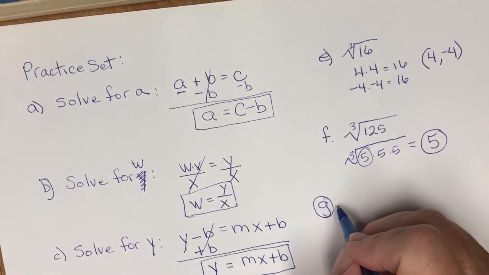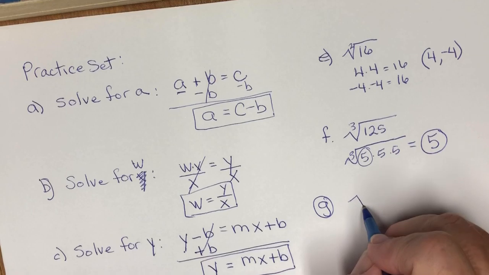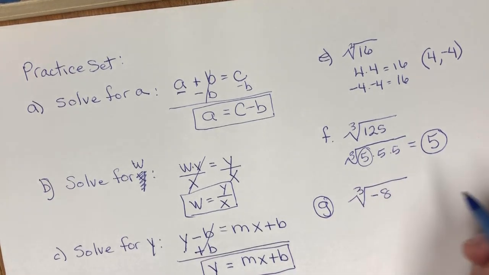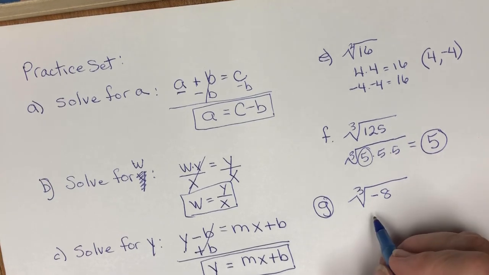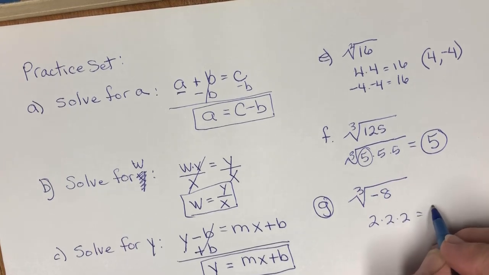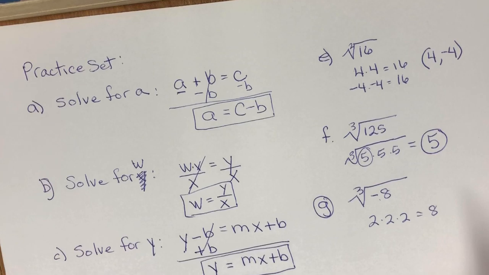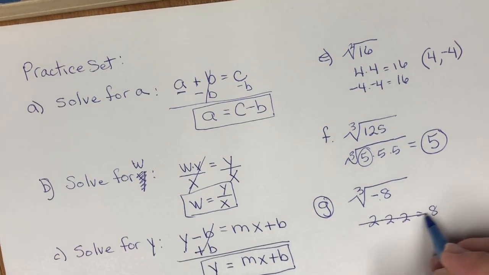And here is letter G. The cubed root of negative 8. Okay. We know that 2 times 2 times 2 is 8. 2 times 2 times 2 equals 8. Is 8 the same as negative 8? No. So that means that one doesn't work.